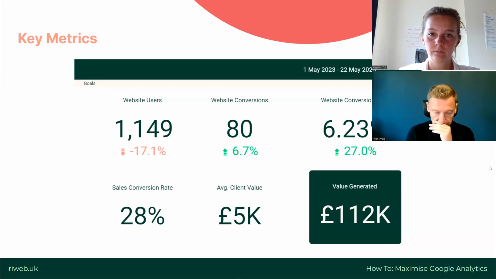So I'll explain. Top left, we have users. Most people will know what that means, but fundamentally it's how many people visited the website. It's important to note that it's not actual people. It's impossible for Google Analytics to know that I, Ryan Irving, own this laptop and this mobile phone.